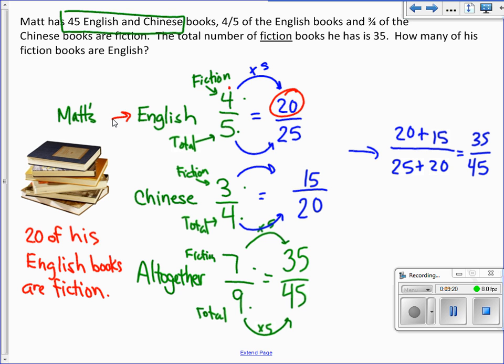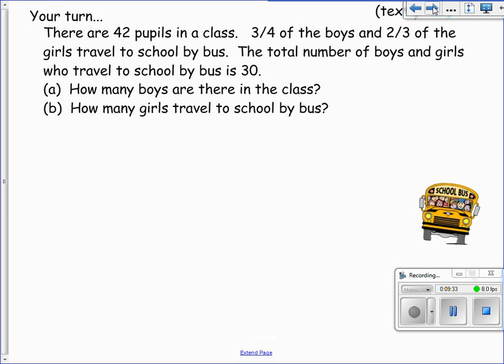Questions at this point? Okay, so we're getting to the point where you're going to do most of the next problem on your own, but we'll set you up for it first. Okay? Let's take a look. Back to the bus.